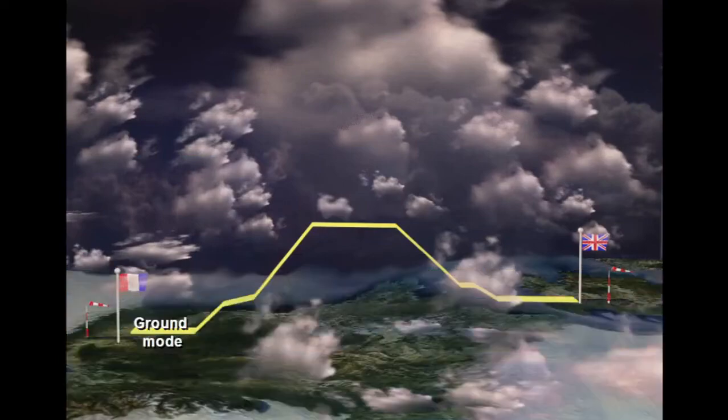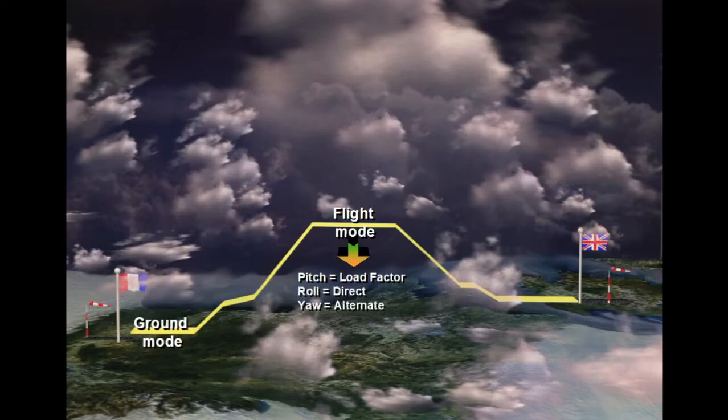Assuming the failure occurs while in flight, pitch control retains load factor demand the same as in normal law. Roll control reverts to direct. Surface deflection is now proportional to side stick deflection. Roll is more sensitive and aircraft reaction is proportional to airspeed.